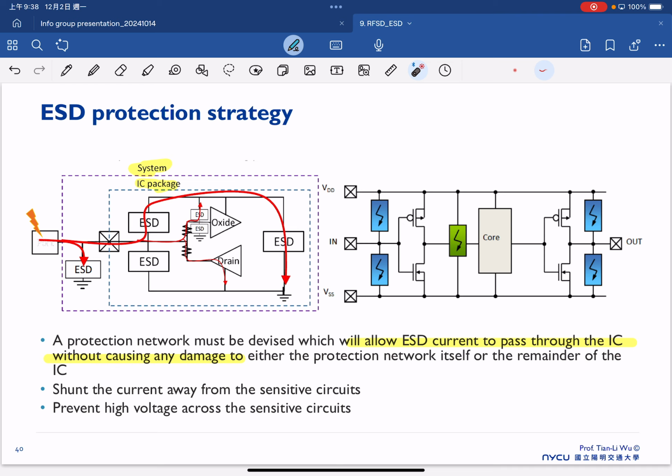So our idea is that once we have the ESD event, we have to make sure the current can pass through this ESD protection. But of course, the most important thing is to make sure this will not damage our ESD component, and also will not damage the IC here. So we shunt the current away from the sensitive circuit and prevent high voltage across the sensitive circuit. Here, the sensitive circuit is mainly our core IC, which is our gate region.